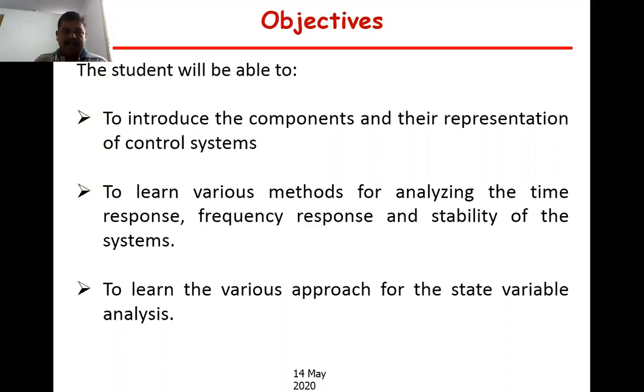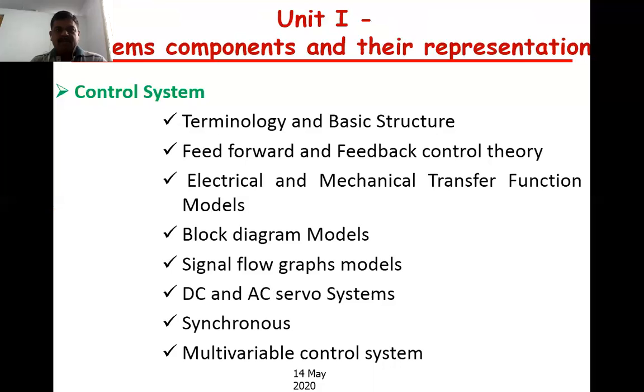And then another main objective is to learn the various approaches for the state variable analysis. So, your control system engineering paper has 5 units.